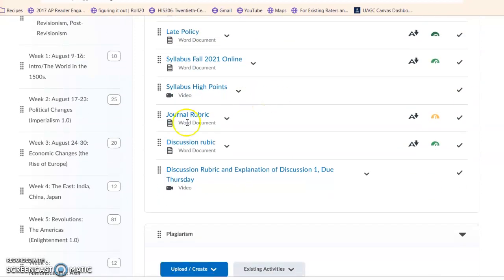It also has the general rubric for the journals and for the discussions, and it has the discussion rubric and explanation for the first discussion, which was due this past Thursday. You may want to review that if you did not look at it prior to discussion one. You may want to look at it because it's going to be similar. All the other discussions are going to be similar, except that now we're going to be moving into using your textbooks as opposed to videos.